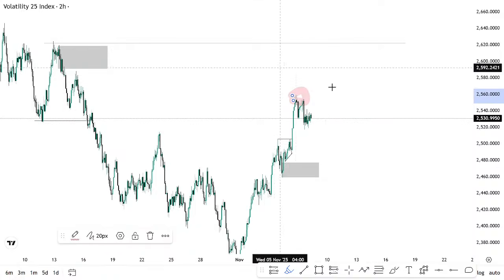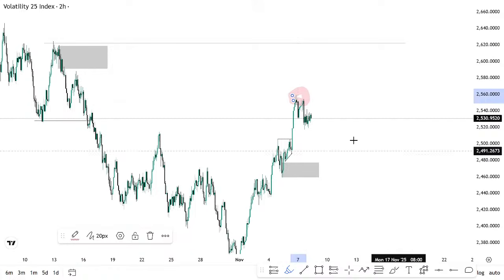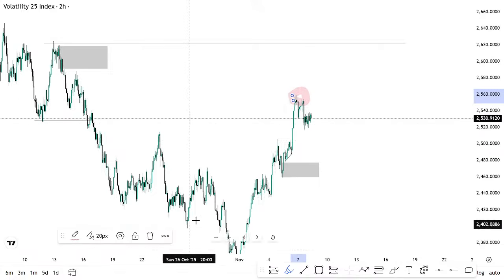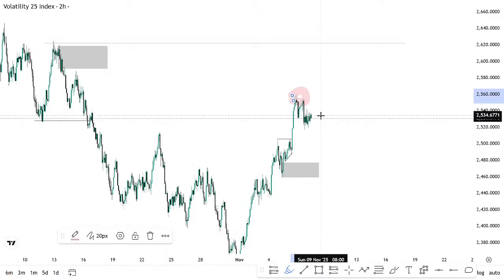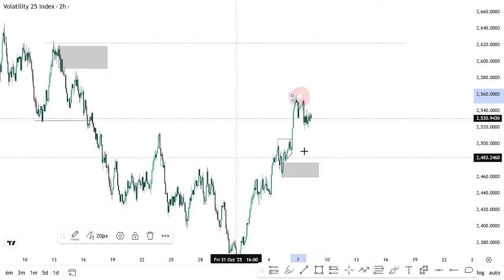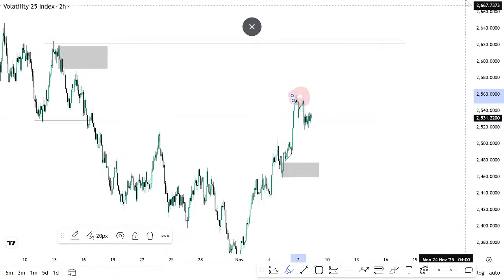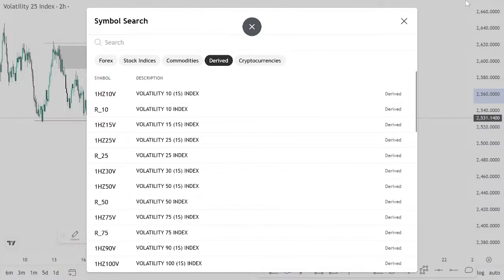This is a weak high here, right? So I am expecting it to come back and be raided. So market is not reacting at a good place. So that is it for me on volatility 25. I'm just waiting for market to come back to the POI high and then we continue the buy setup.